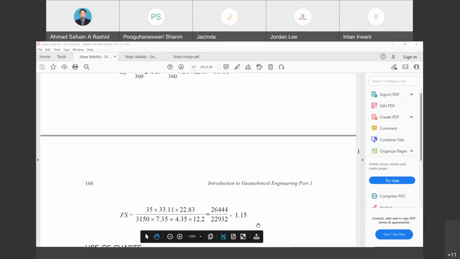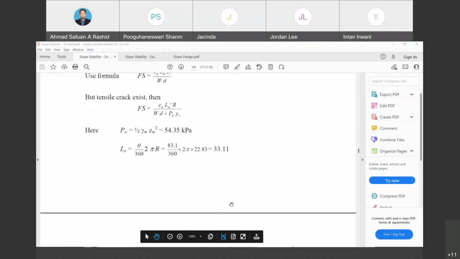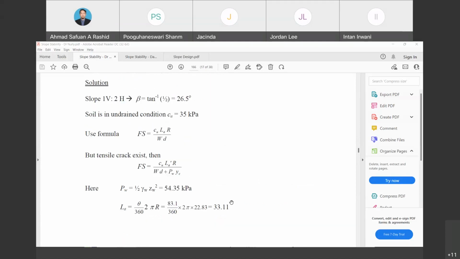But it's okay. You have the notes, so you need to correct it. It's normal. Sometimes when I look at several examples in textbooks, there are a lot of errors. That's why we need to try. The same error is also in the first part here. It is 26456, not 26444. So the value of the factor of safety is different. It's not 1.15 if both values are different. So that is the idea for the total stress approach.